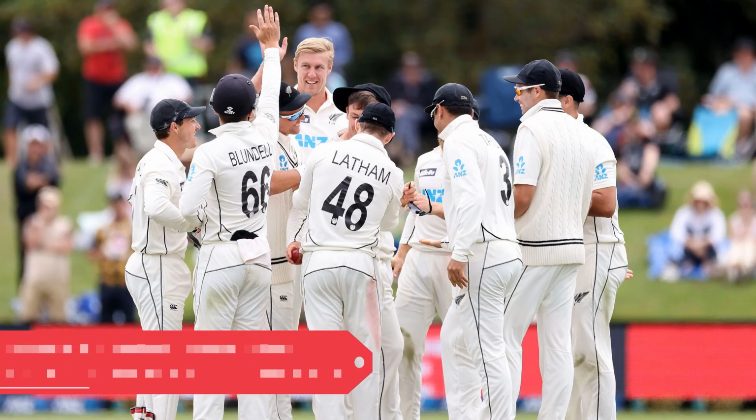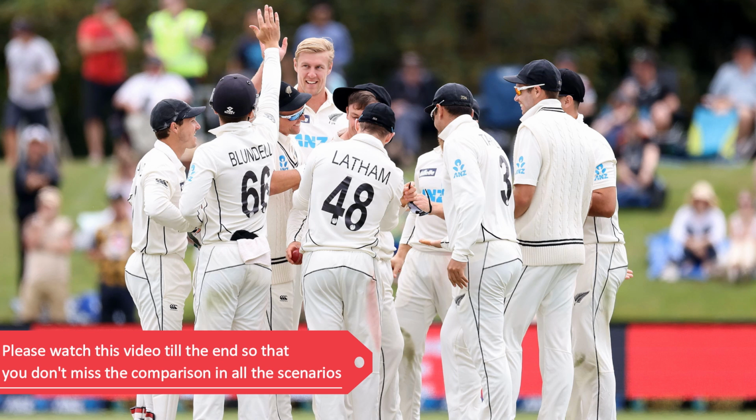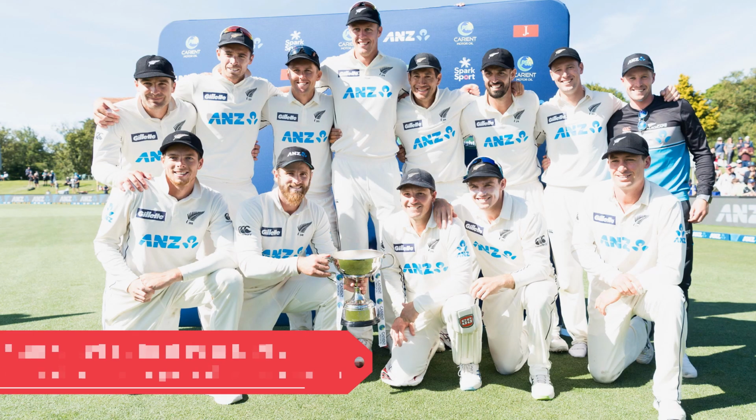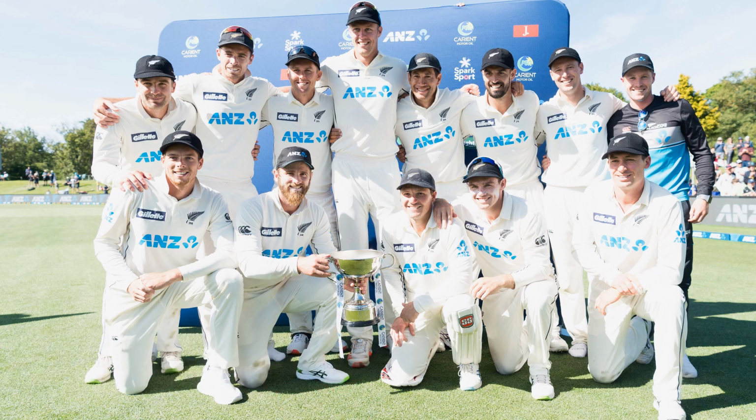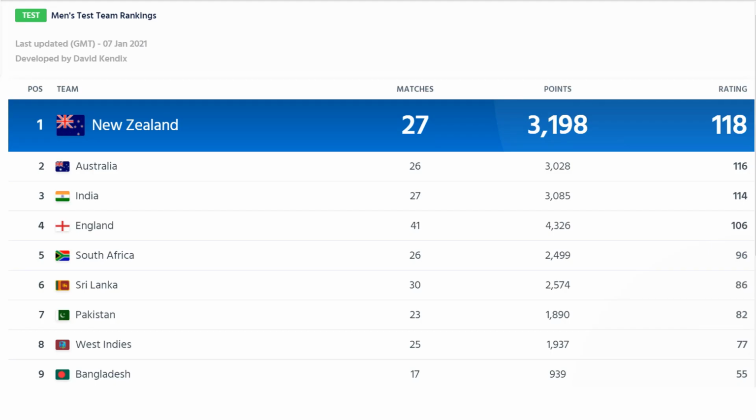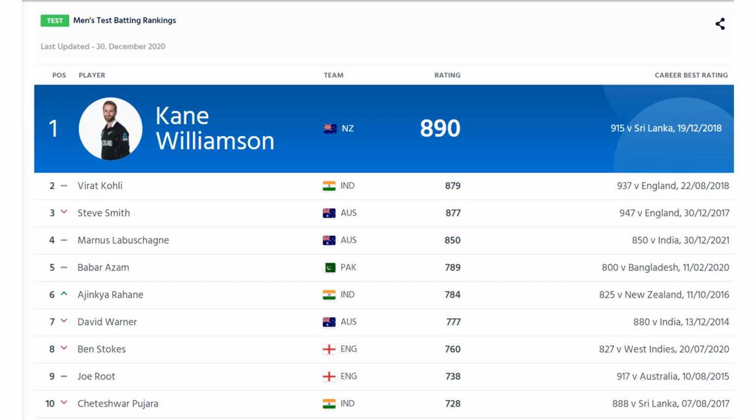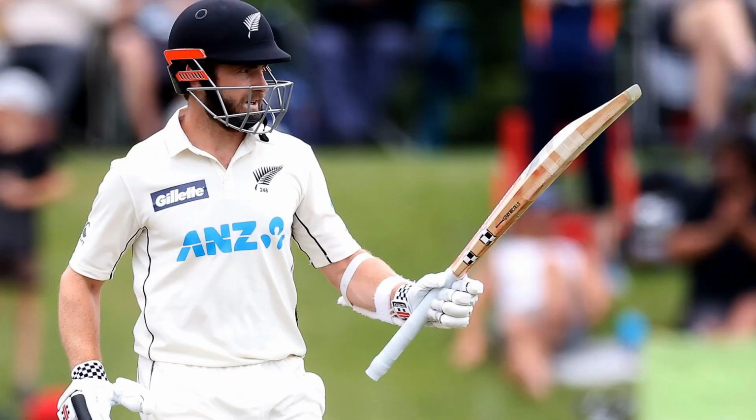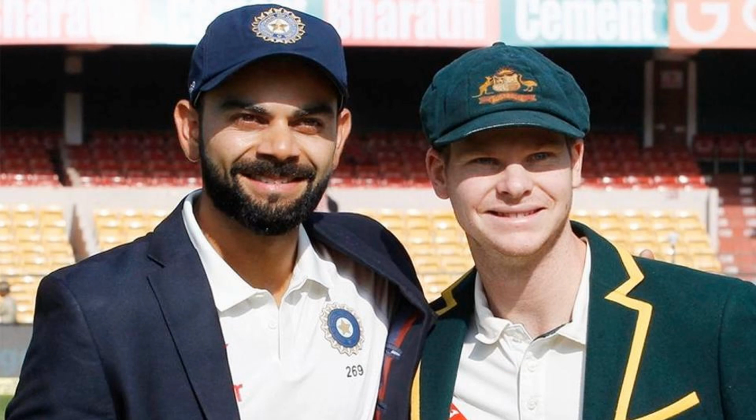As you know, the recently concluded home series for New Zealand versus Pakistan has seen two historic events happening for the first time. Not only did New Zealand become the number one ranked team, but the series also saw Kane Williamson leapfrogging Virat Kohli and Steve Smith to gain the number one position. With Kane Williamson jumping to the number one position, the comparisons have already started to float in with two of the modern era great test batsmen, which are Virat Kohli and Steve Smith.